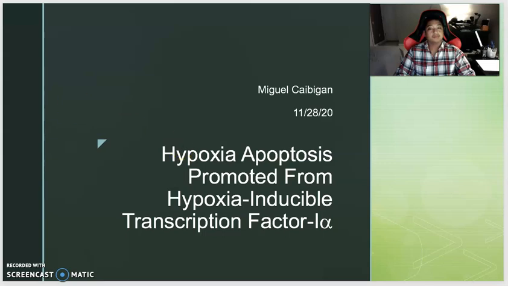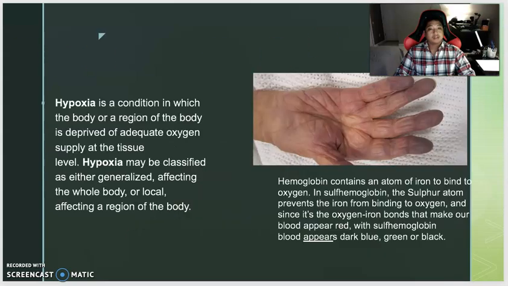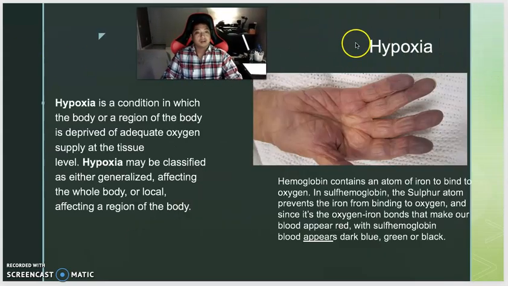Let's first dive into what the term hypoxia means. I believe that most of you are biology majors or biomed majors and can already break down this word. So hypo means low, oxia means oxygen. If you put two and two together, you get low oxygen.